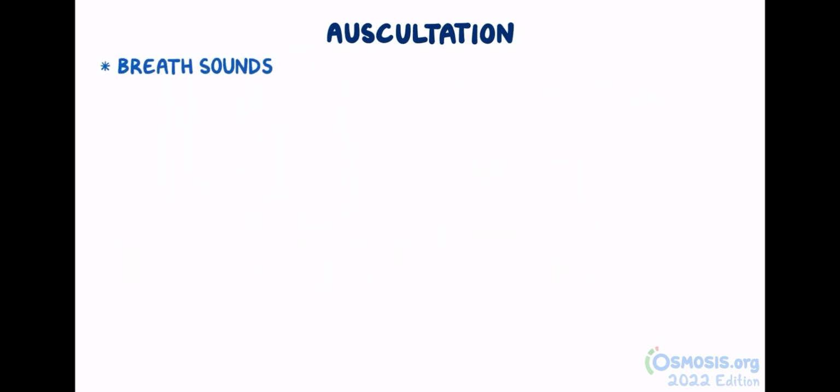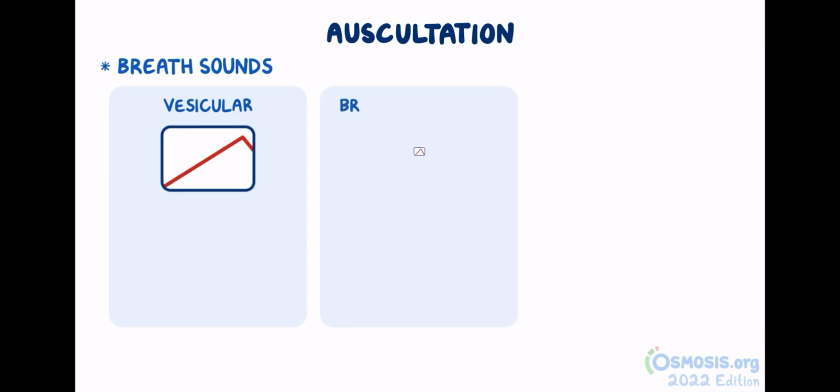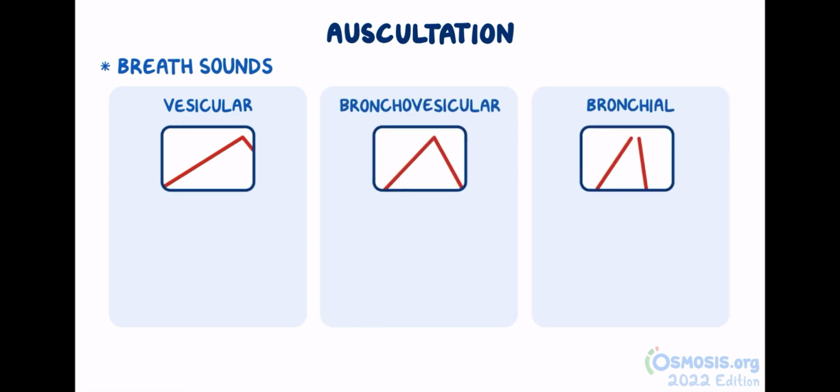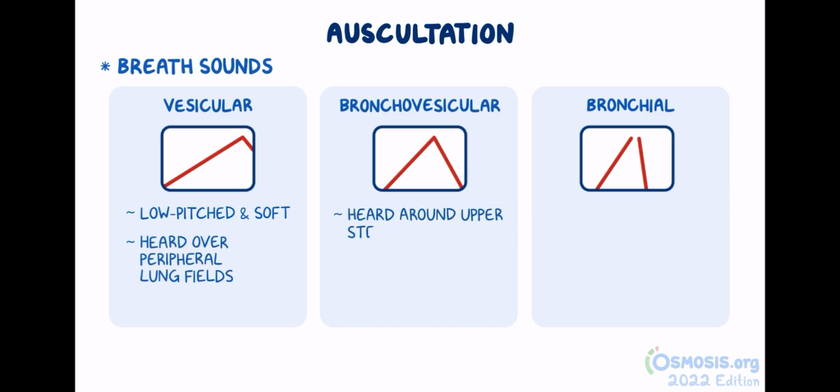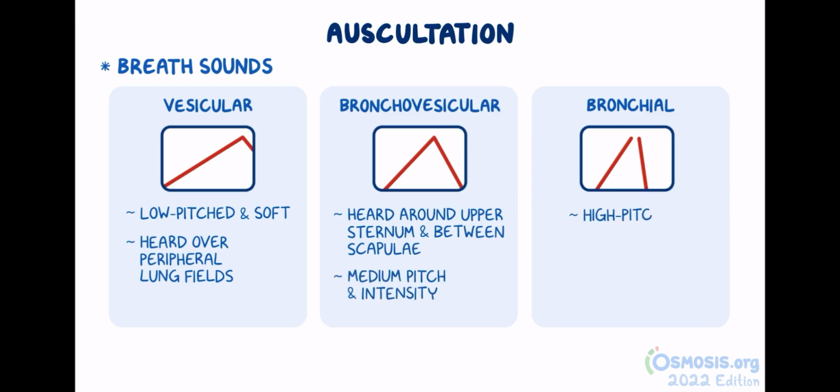Breath sounds are categorized as vesicular, bronchovesicular, and bronchial. Vesicular sounds are low-pitched and soft, and they're heard over the peripheral lung fields. Bronchovesicular sounds are heard around the upper sternum and between the scapulae, and have a medium pitch and intensity. Lastly, bronchial sounds are high-pitched, fairly loud, and heard best over the trachea.